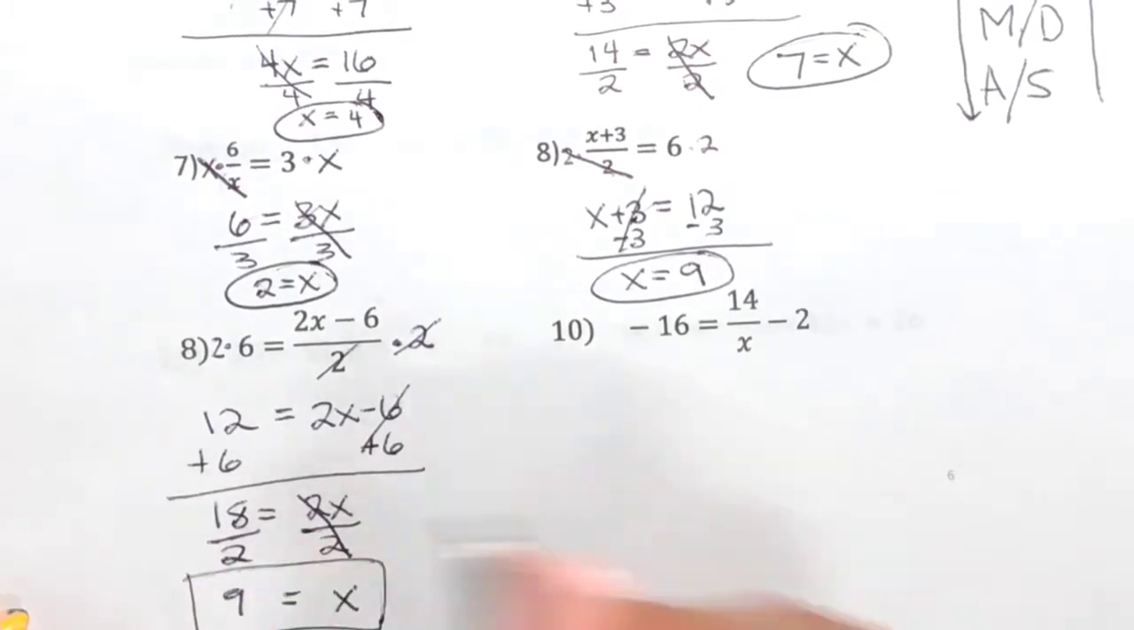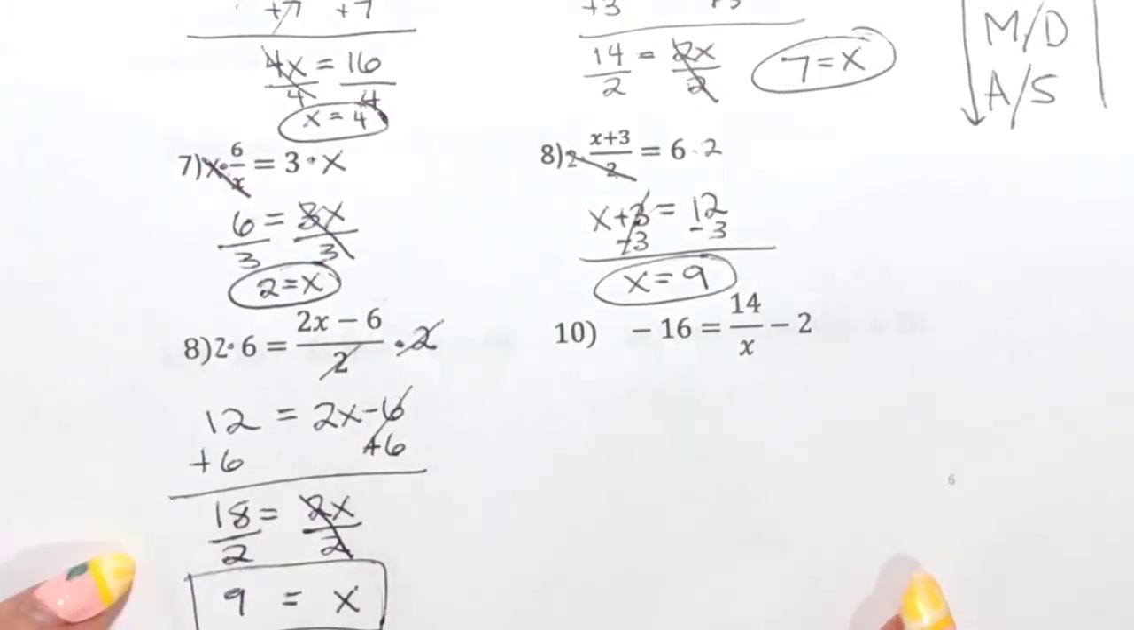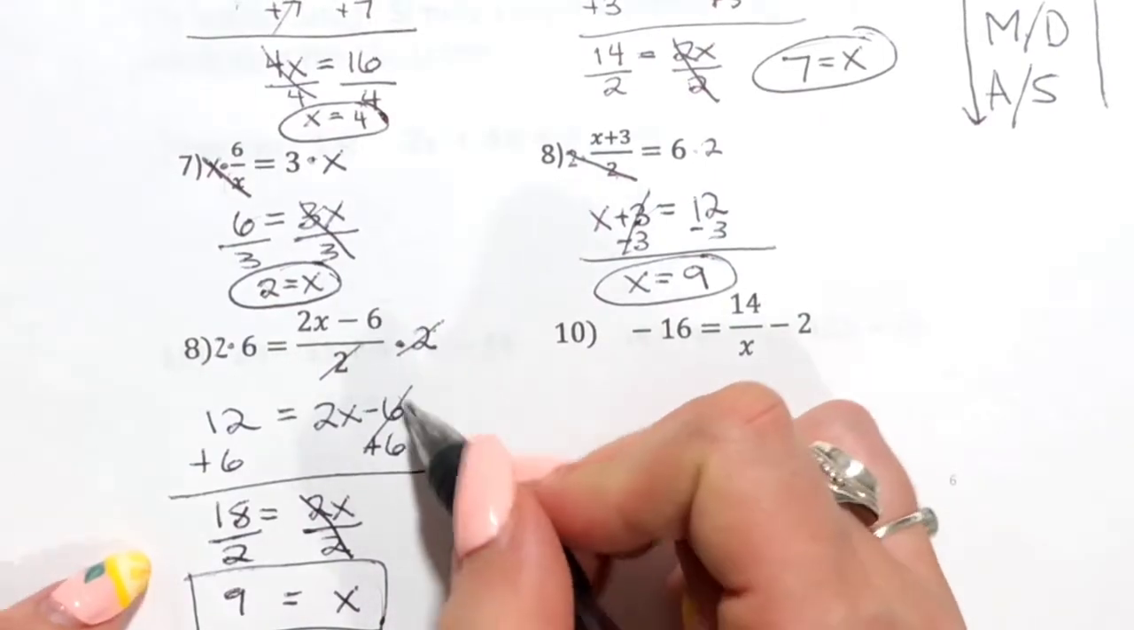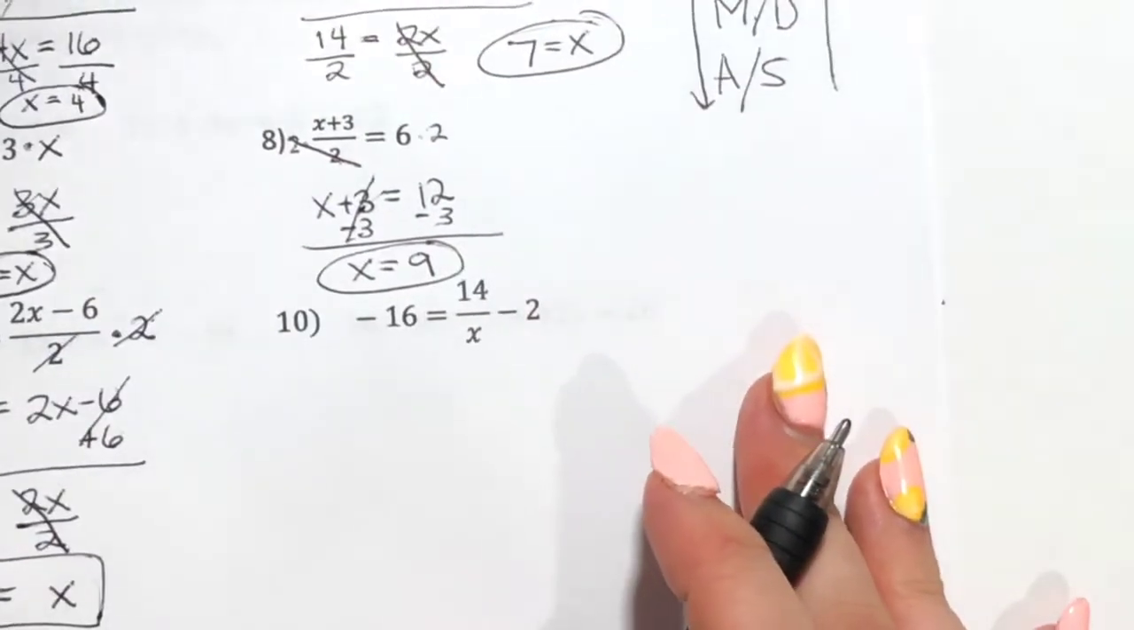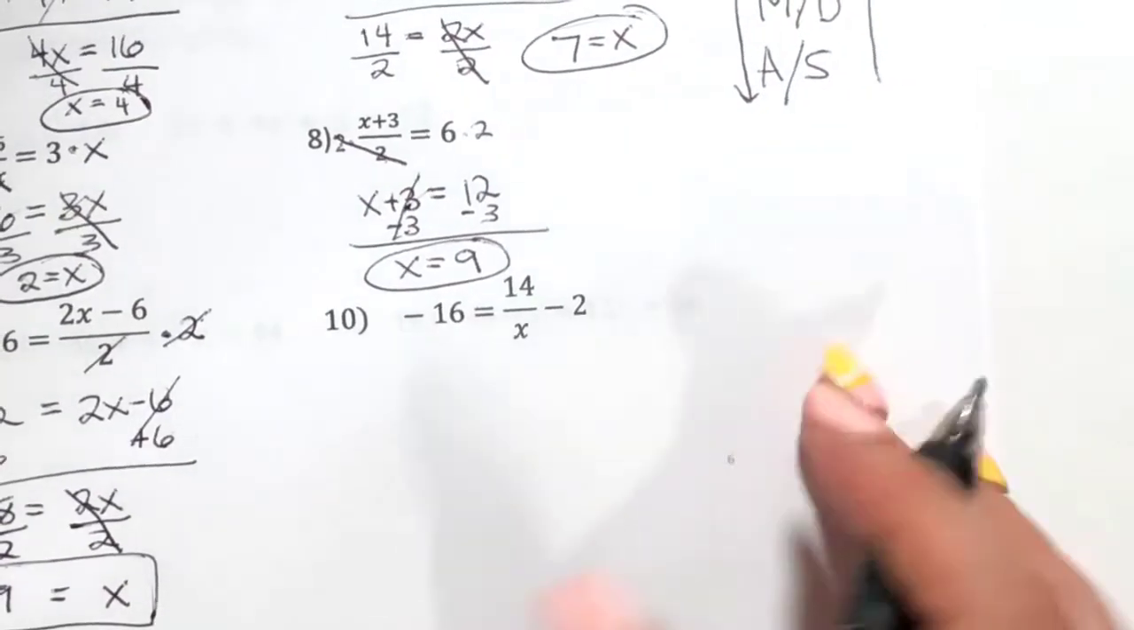And there's our answer. So that was actually a 3-step problem. We times by 2, then added the 6's, and then divided by 2. Okay, last one of these.